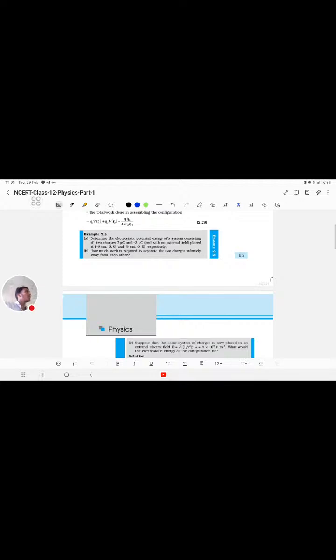If there is no external field, first of all we consider the work done in bringing one particular charge. Since there is no external field, the work done in bringing that charge to that position is 0. Then the field produced by this charge will be kq by r, and the point of interest is at a distance of 18 cm, so 9 into 10 power 9 times 7 into 10 power minus 6 divided by 18 into 10 power minus 2 is going to be my potential. So that is the work done in bringing a unit positive charge.